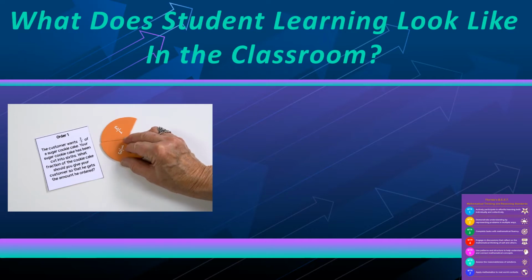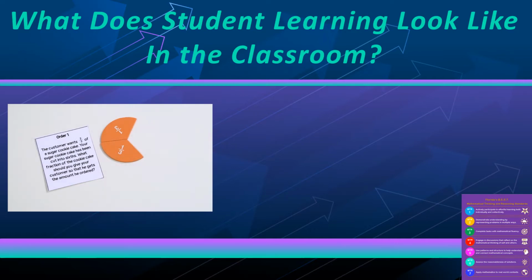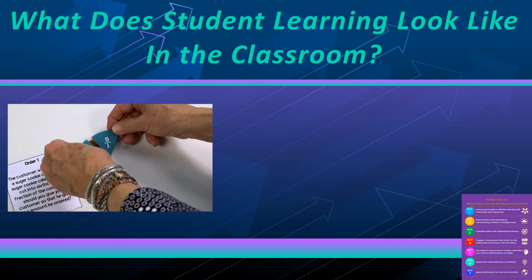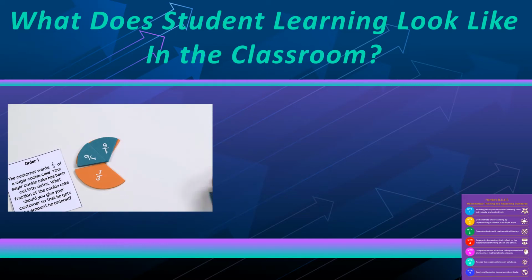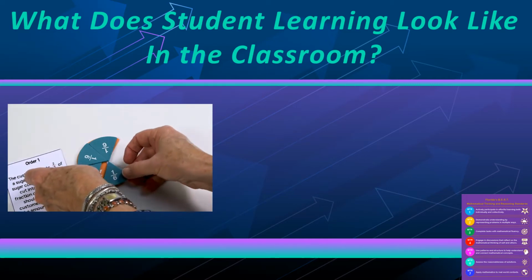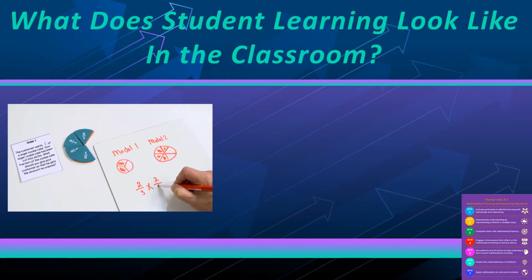So what does student learning look like in the classroom? You're definitely going to want to use those fraction circles and fraction tiles to model fractions, and then use other pieces to overlap and show that they're equivalent or cover the same amount of space. This is really going to help students understand what equivalent fractions are. It's still the same amount, it's just represented in a different way, and even moving to drawing those models and using multiplication to prove it.